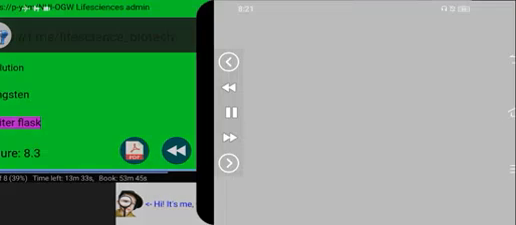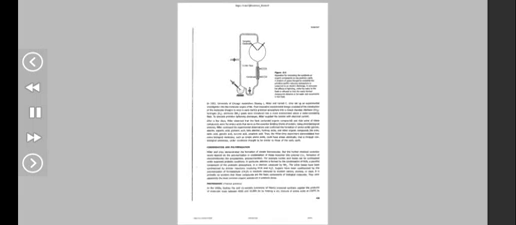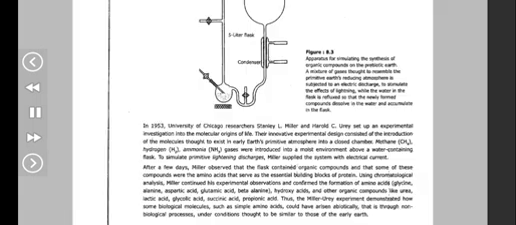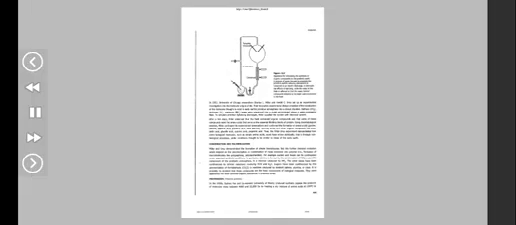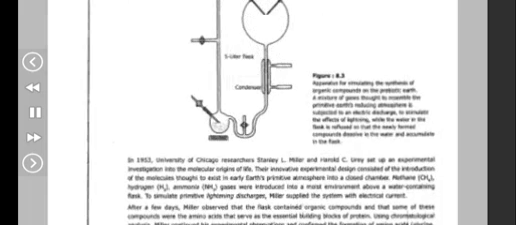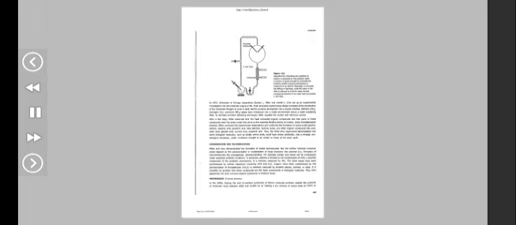Figure 8.3. Apparatus for simulating the synthesis of organic compounds on the prebiotic Earth. A mixture of gases thought to resemble the primitive Earth's reducing atmosphere is subjected to an electric discharge to simulate the effects of lightning, while the water in the flask is refluxed so that the newly formed compounds dissolve in the water and accumulate in the flask.